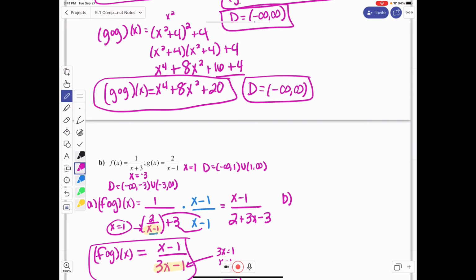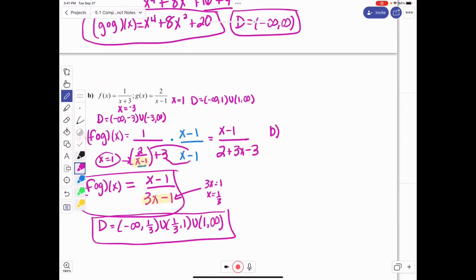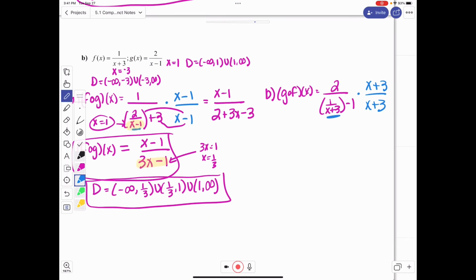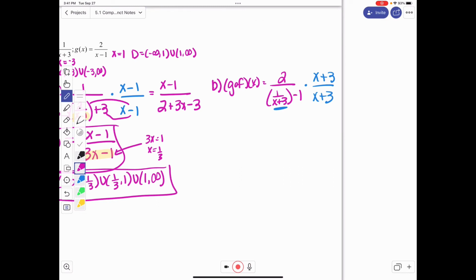So for B, I think it was G of F. Yeah. So for B, G of F of X. Okay, so I'm going to plug F into G of X. So that's going to be 2 over 1 over X plus 3 minus 1. So again, a complex fraction, I want to multiply. All right, so that is going to give me on top, if I distribute the X plus 3, 2X plus 6. On the bottom, so I multiply it by that one and this one.